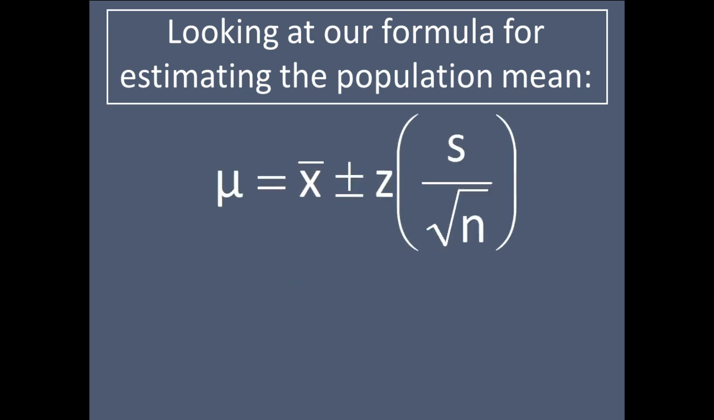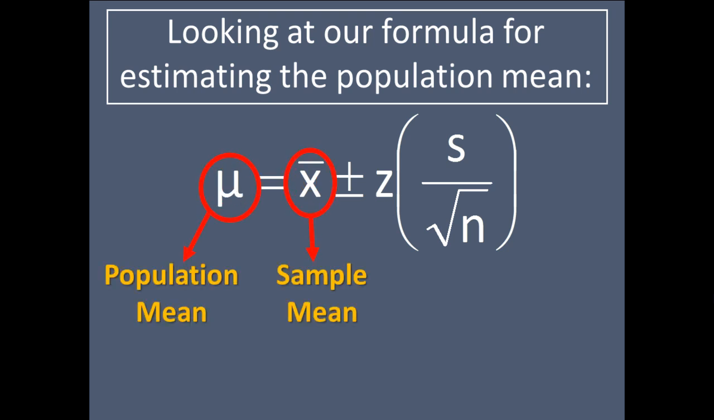And if we think about what the bits and pieces of this formula are, we have the population mean and the sample mean. And specifically, we have that the population mean is equal to the sample mean, plus or minus. Everything after that plus or minus, remember, is our error. And it's really that part of the formula that we want to concentrate on.